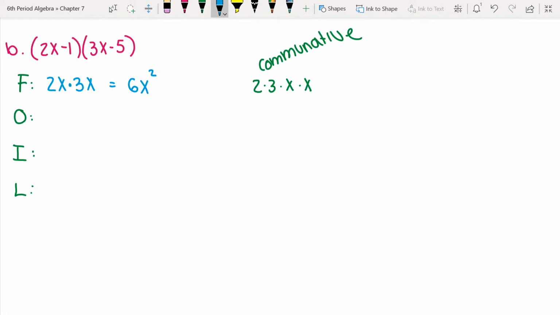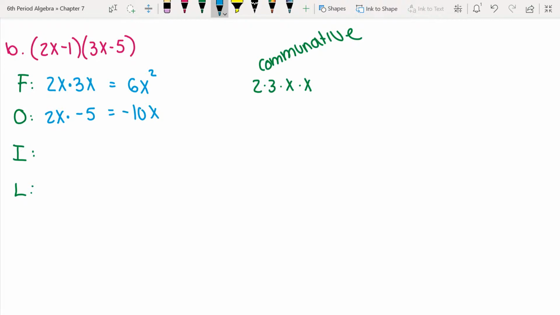Outer terms. So again, outer terms is referring to the entire expression. So very, very far left, which is 2x, times very, very far right, which is -5. I can multiply my numbers. 2 times -5. Negative times a positive is a negative. 2 times 5 is 10. The x tags along.